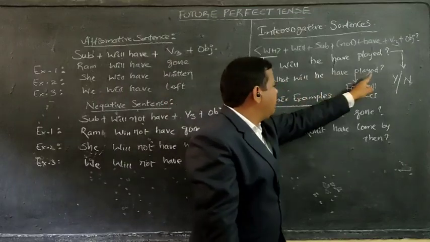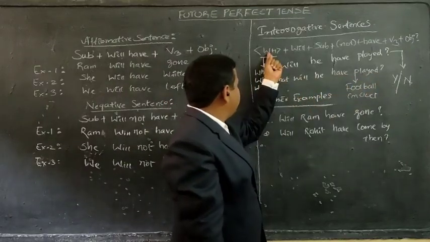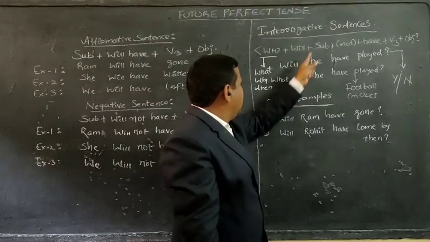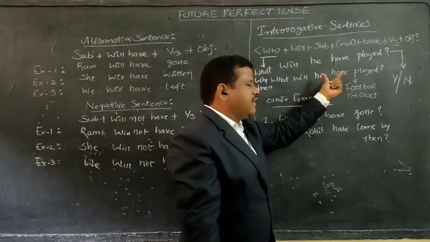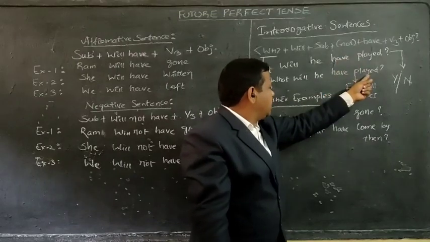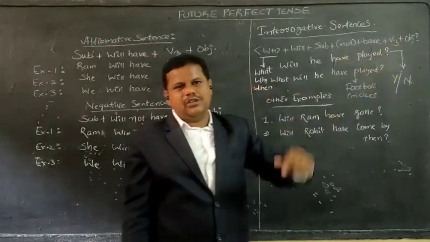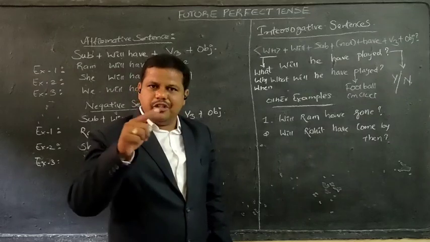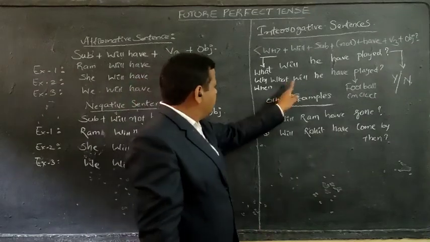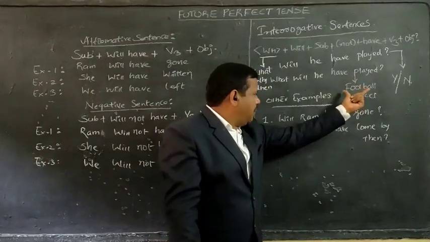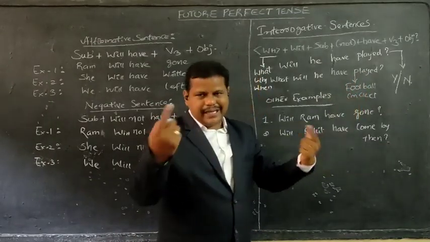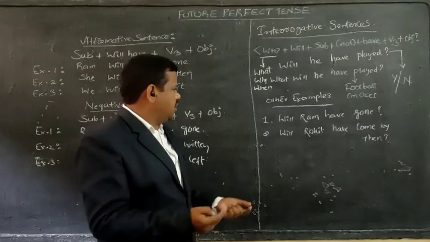What will he have played? What, the WH family member, followed by will. Subject is he. Not is not required to write. Have. Now V3 is what? Played. End with a question mark. Interrogative sentences end with a question mark. So what will he have played? He will have played football, cricket, etc. In this way you can give the answer.